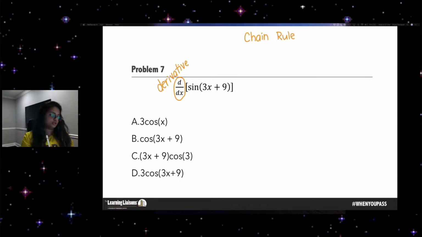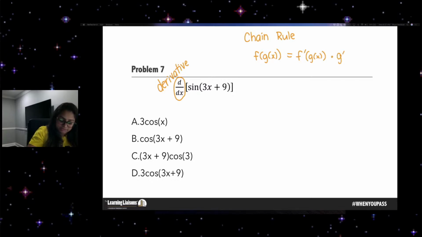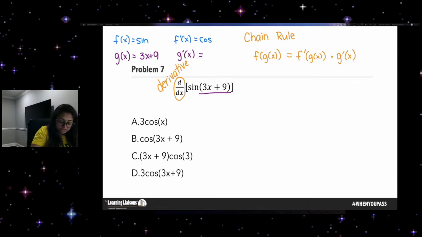It's the rule that we used 2 problems ago, so I'm going to rewrite it again just to refresh your memory. It's going to be f prime of g of x multiplied by g prime of x. All right, so here we go. Let's write out what we know. We know f of x is sine, so we know that f prime of x is going to be cosine. And we also know that this part here is our g of x. So our g of x is 3x plus 9. So that means our g prime of x is going to be 3.